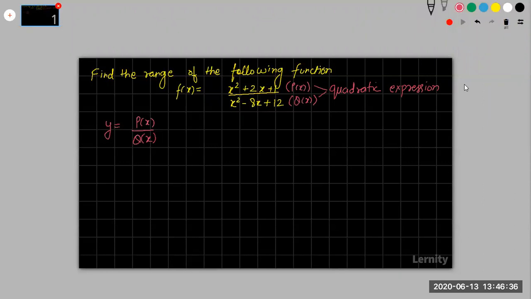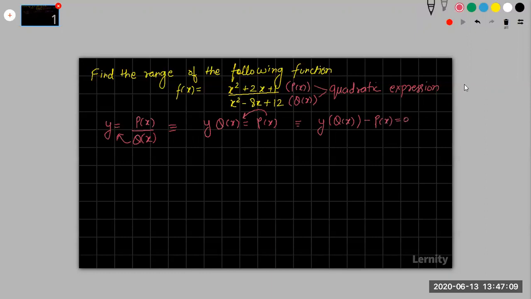In this kind of function, we will multiply q of x with y. So we will get y into q of x is equal to p of x. Now here also we have x square, and here also we have x square. So when I bring p of x to one side, I will get y into q of x minus p of x equal to 0.